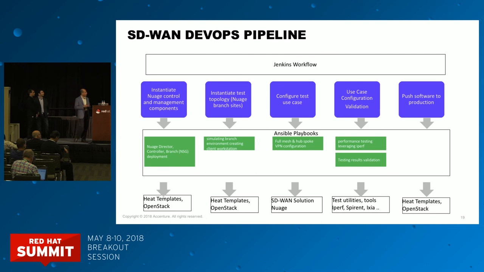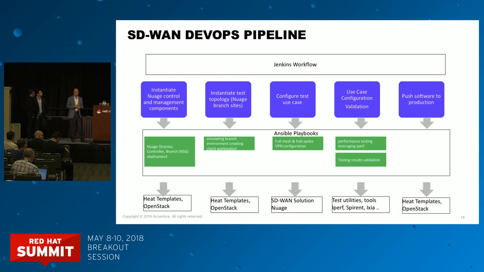So this is how the pipeline looks. Anytime there is a change, whether it's a small patch or a major release, we instantiate all of the components starting on the left side. We configure whatever the set of test use cases or topology are, and then simulate, let's say, user devices connecting to branch sites, which exercise that use case and that topology. Then we do the validation of the use case configuration. It could be performance tests, non-functional performance, security, or functional tests. All of that is automated through Robot tests and other testing frameworks.